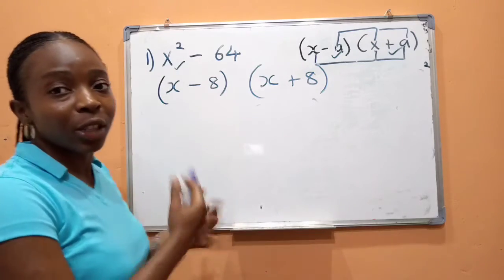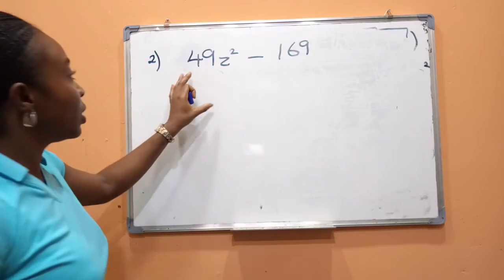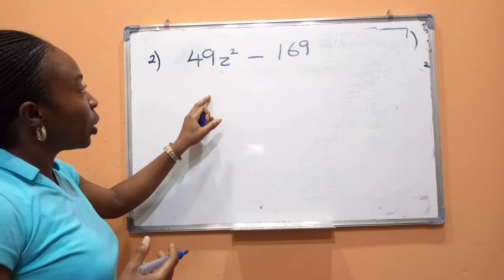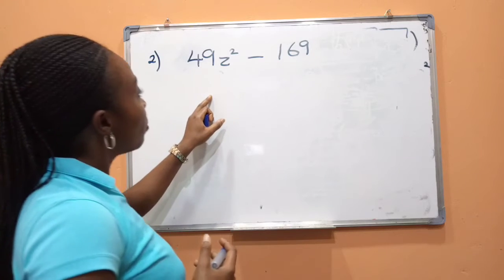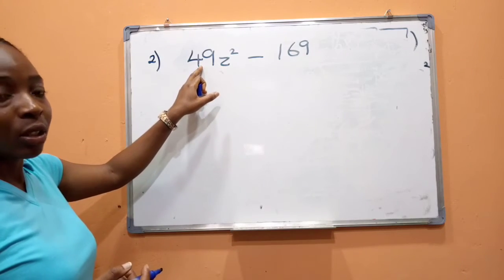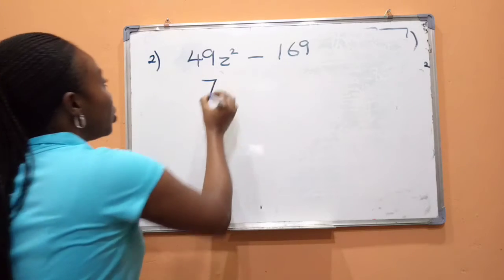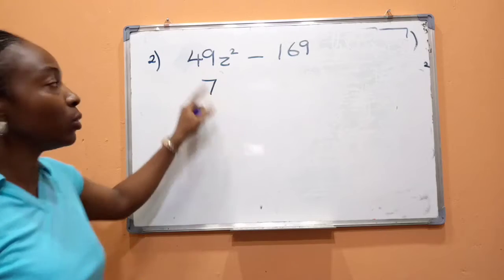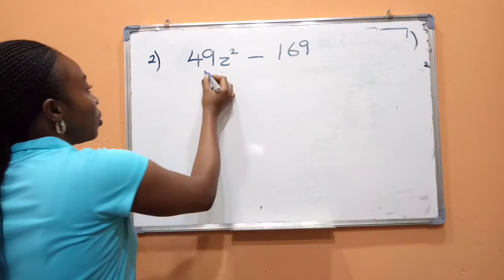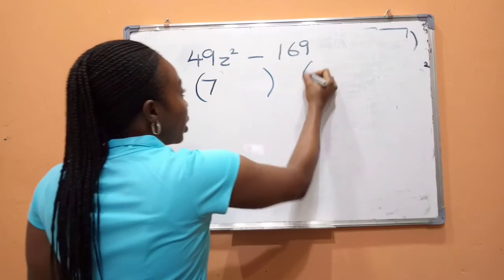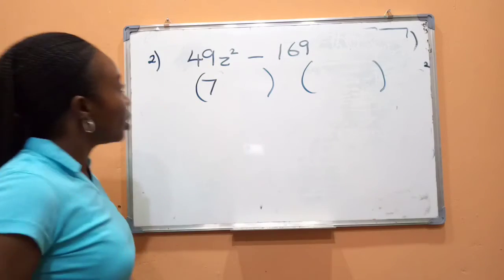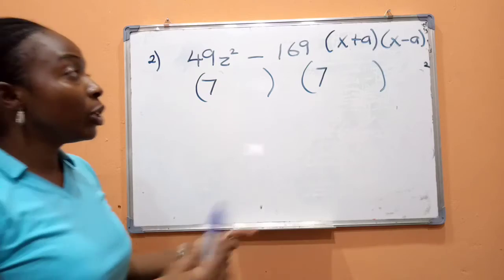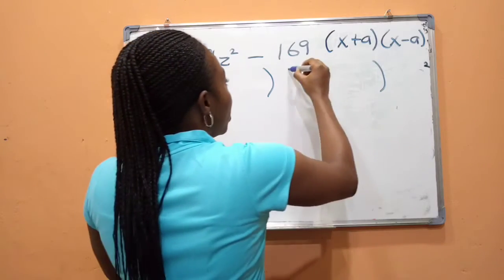Let's take a look at the second example. You're going to ask yourself, what number do you square by itself to get 49? We have 7. Or you can simply say, what's the square root of 49? We have 7. So that's how we got the 7. Let's introduce our brackets, and then we write a 7 here. Always remember that this is the same with this.